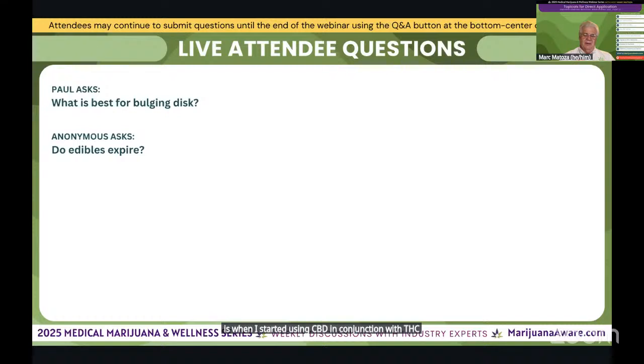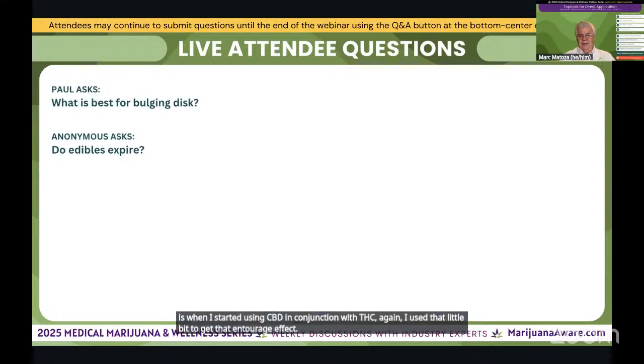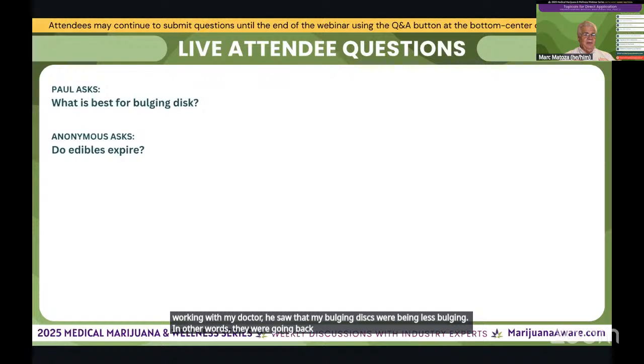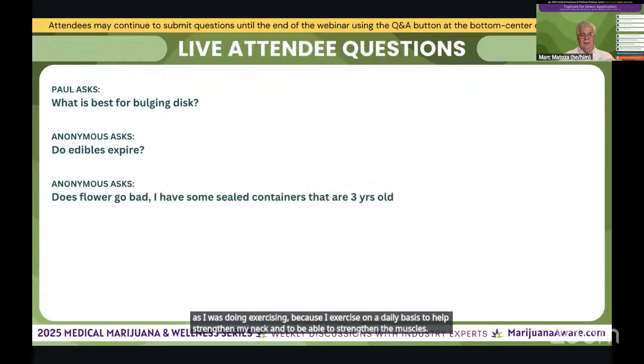Again, I used that little bit to get that entourage effect. I found that after about 6 or 8 months, working with my doctor, he saw that my bulging discs were being less bulging. In other words, as the inflammation went down and as I was exercising on a daily basis to strengthen my neck and the muscles, I found my bulging discs were actually repairing themselves.